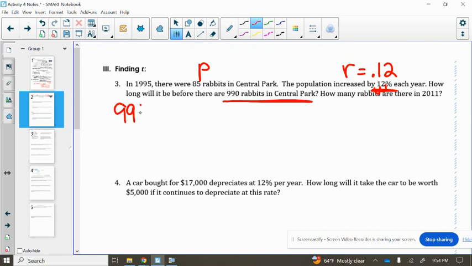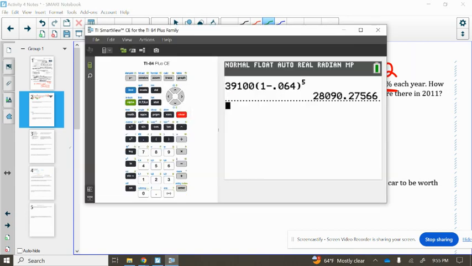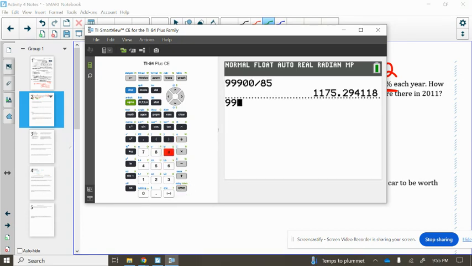We want to basically see when is our amount 990 when we started with 85. And again, this time our population was increasing, so there's that growth. And we're solving for the T value. So to kick this thing off, we're going to take 990 and divide away the 85. Oops, not 9,000. 990 divided by the 85.